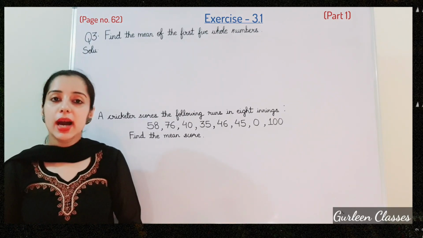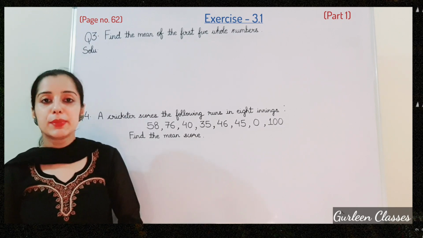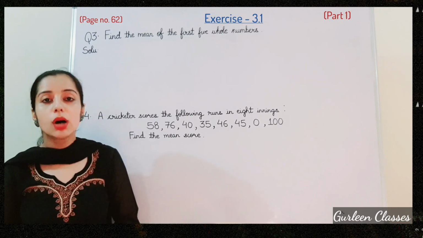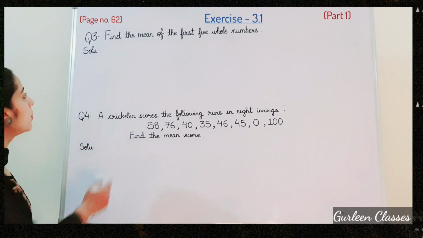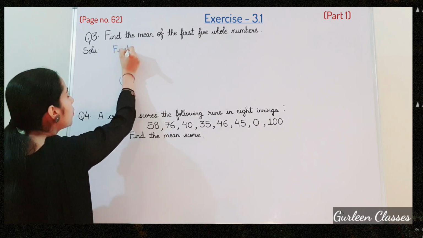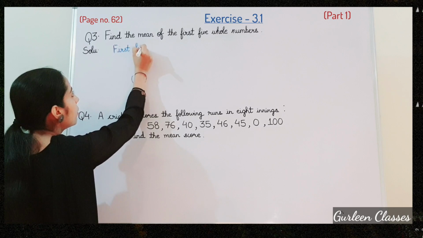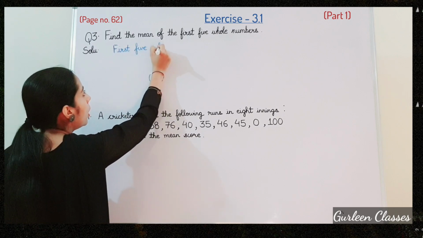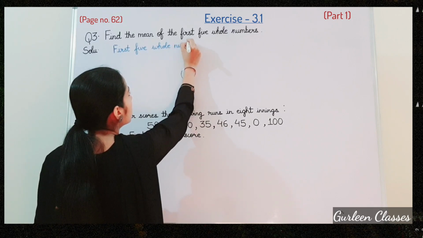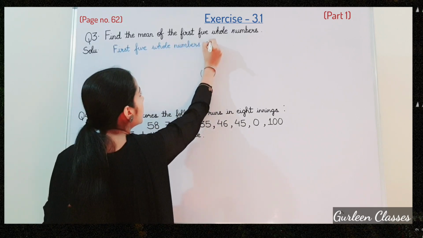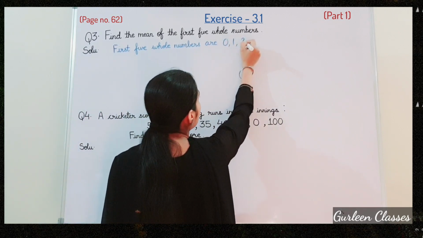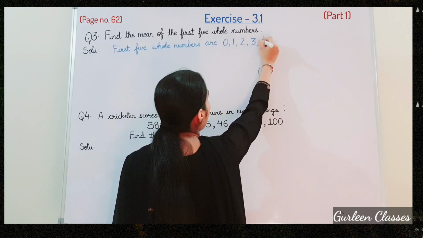Question number 3. Find the mean of the first 5 whole numbers. So students, what are whole numbers? The counting numbers which start from 0. So first let us write down here first 5 whole numbers. The first 5 whole numbers start from 0: 0, 1, 2, 3 and 4.